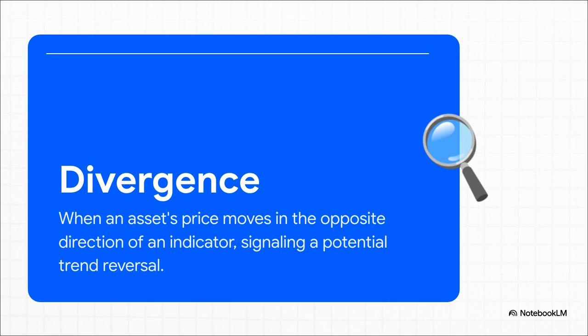Okay, now here's a really cool and pretty powerful concept that applies to both of these tools. It's called divergence. Just imagine this. The price of an asset is chugging along, making new high after new high, but you look down at your RSI or your MACD, and it's actually making lower highs. See that disagreement? That's a classic warning sign. It's like the price is still going up, but the energy, the momentum behind it is fading. It's a huge hint that the trend might be getting ready to turn around.